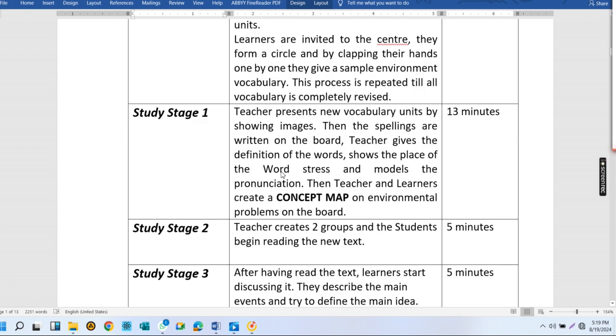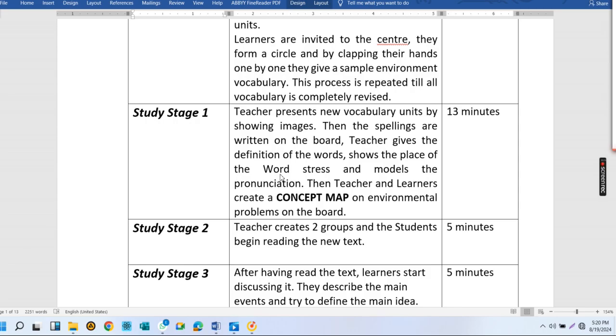Then, of course, there will be some new lexical units in the reading passage, so it's very important for the teacher to pre-teach all these new words. So the teacher will show some images and present new vocabulary by pictures, and also write the spelling on the board, and will model the correct pronunciation of the lexical units, and will also explain the definition of the new lexical units, and it will be easier for learners while reading. Then after learning the new words, the whole class will discuss.